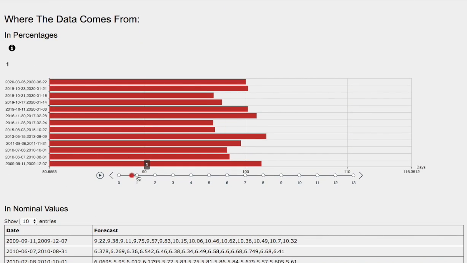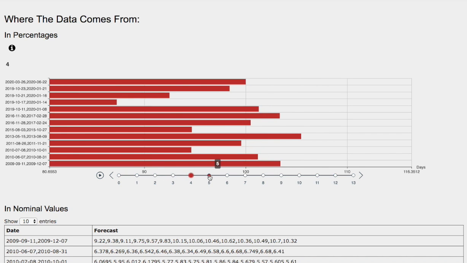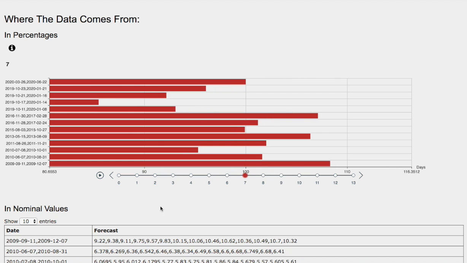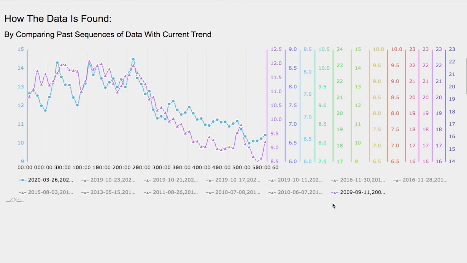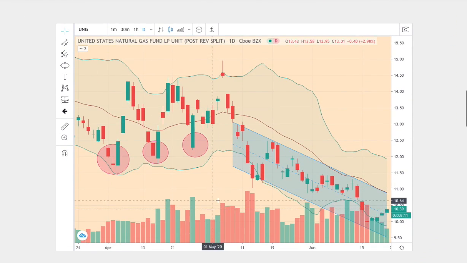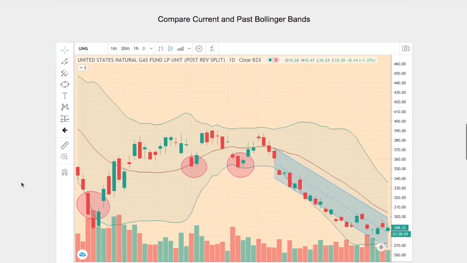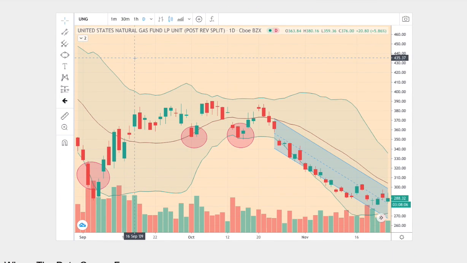So we have 1 day out, that'll be a Tuesday, and 2 days out will be a Wednesday, and so on. So we have 3 days out, 4 days out, 5 days out, 6 days out, and 7 days out. So which one of these models should we focus on? Ideally, the model that is best matched to the current trend. The blue line is our current trend, and overlapping it happens to be the best match. And we have here our current trend, and below the trend that we found on the line graph. And this trend dates back to September 11th to December 7th, 2009.